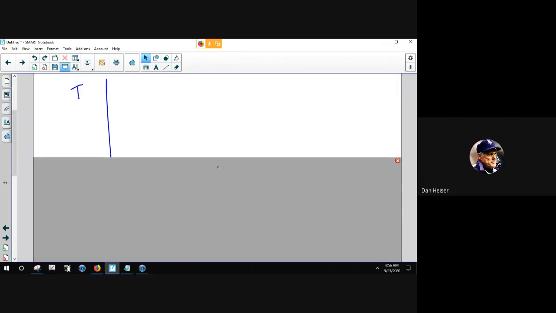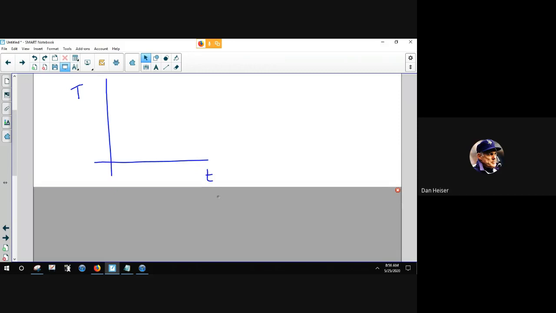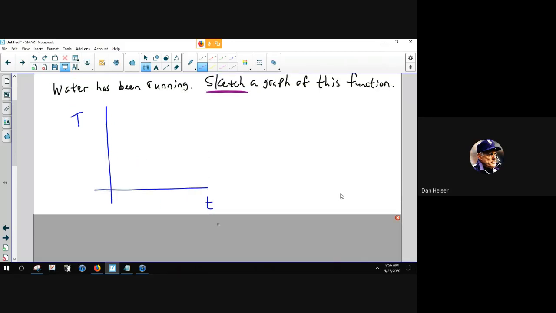So here's an XY axis, time, temperature. Now, we don't start at 0, because when you turn the water on, water temperature is not 0. If it was, nothing would come out because it would be frozen solid. Your pipes would break, chaos would be all over your house. So no. Nor does it start way up here.